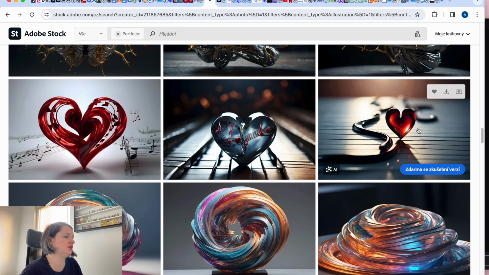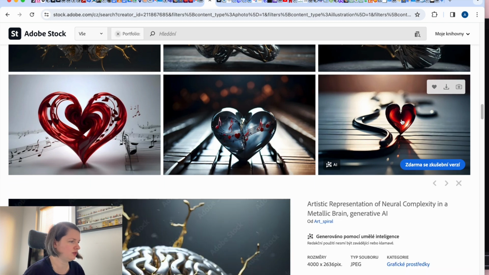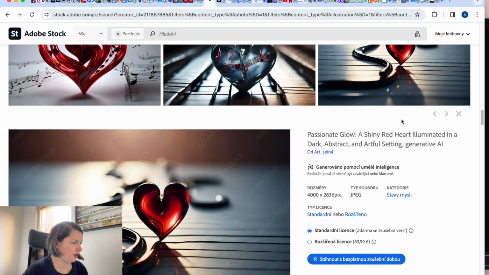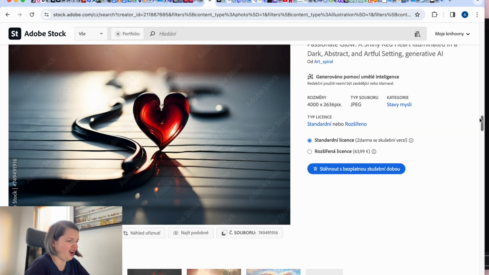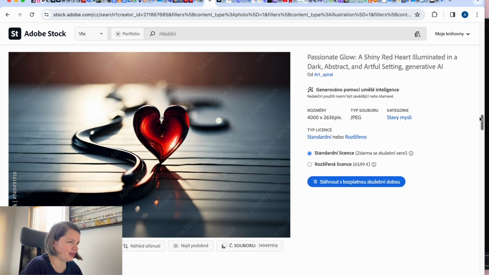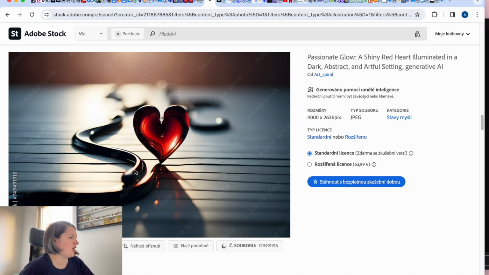I don't know what is on the picture, so let's see the description. A passionate glow, a shiny red heart illuminated in a dark, abstract and artful setting. So basically it's not telling us anything. It's a heart in an artful setting, but it doesn't look like an artful setting. It looks like a weird blurred out stethoscope on a table with a heart.